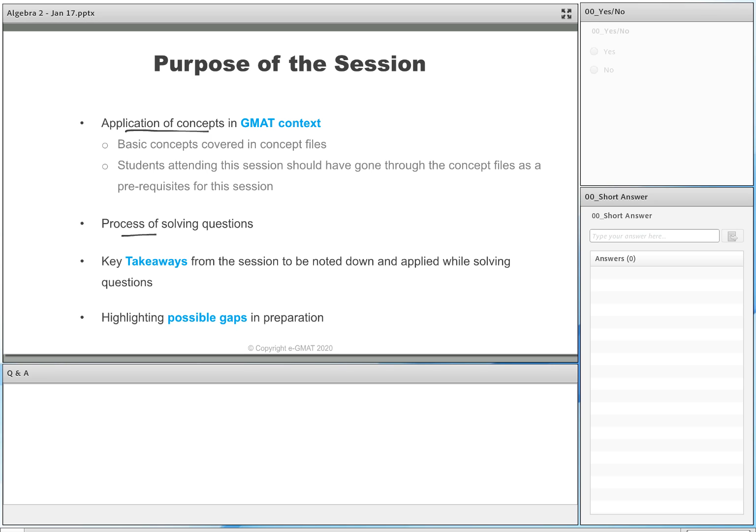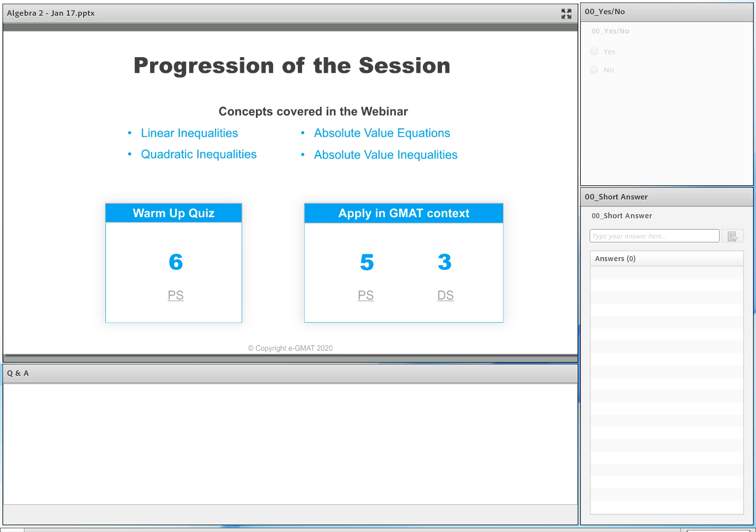Also, we'll be discussing the key takeaways from the session, and I would want you to write all of that down to ensure that you do not make the same mistakes again. Thirdly, I would also highlight the possible gaps in your current preparation so that you have an idea of what things to work on to get to that target GMAT quant score, right?